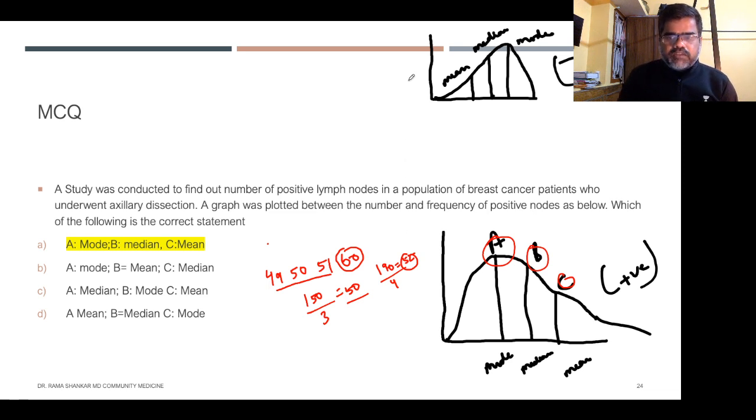Now coming to the negative skewed, just take this 49, 50 and 51. I'll add one more number on the lower end side. Now this is 40. Okay. Now what will this 40 do? It will drag the mean to the lower end side. So this is your mean, this is your median, this is your mode. So this is negative skewed.